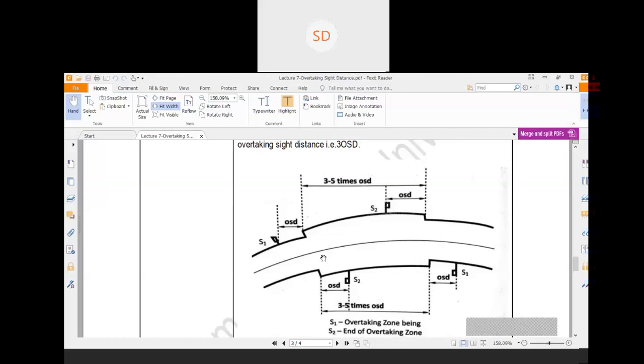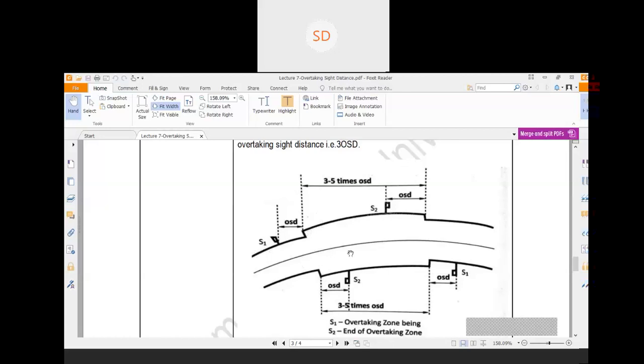So in that case, what happens in the hilly areas? Sometimes the road authority will provide some overtaking zone. Overtaking zone means that zone is designated for the overtaking operation. For that purpose, the width of the road section within that zone would be higher than the actual road section. Basically, that portion is called the overtaking zone.